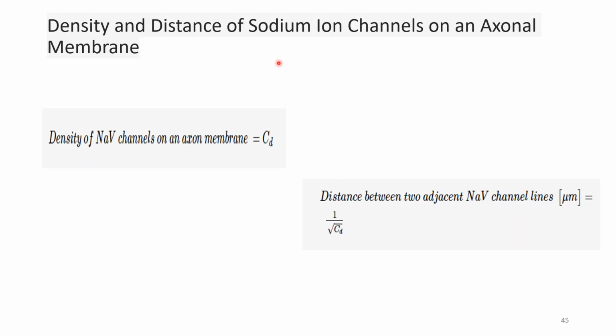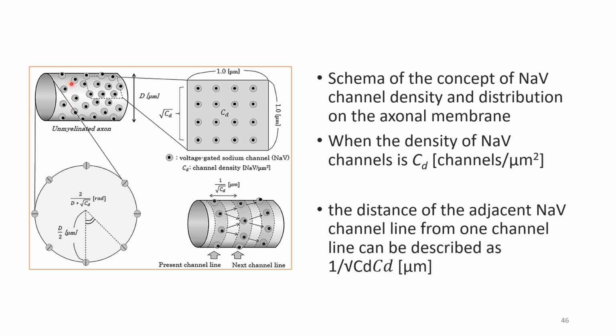Then coming to the density and distance of sodium ion channels on an axonal membrane. Density of these channels is given by CD. The distance between two channels is given by 1 by the square root of CD. You see here, this is an unmyelinated axon. So these are the sodium voltage gated channels. If you spread this like this, these are in a line, which we will call a channel line. This is one channel line, and this is the next channel line.